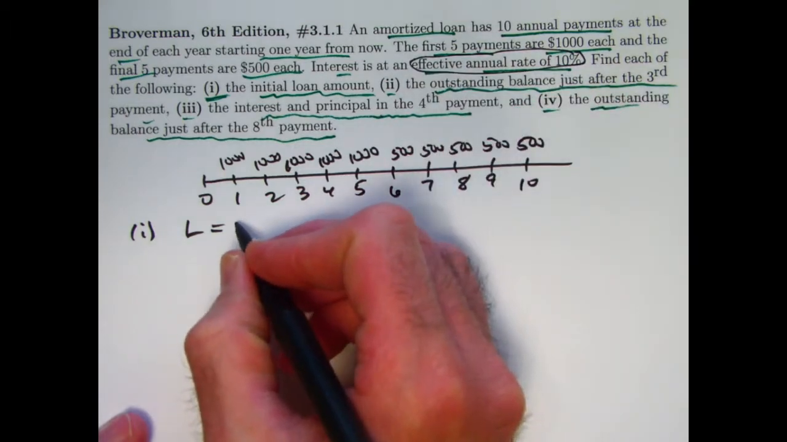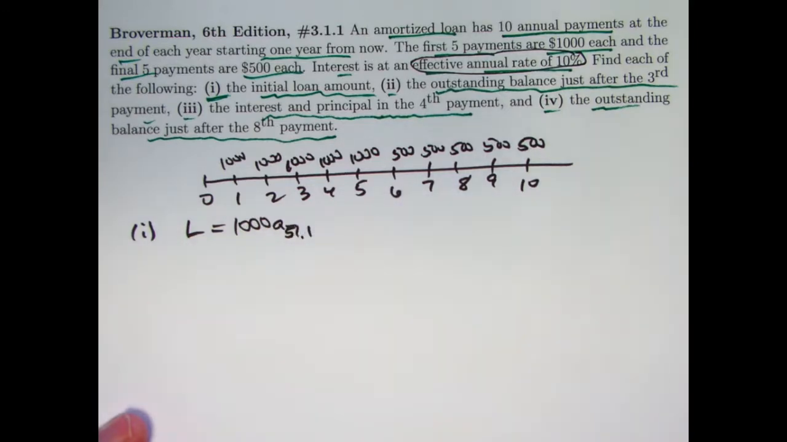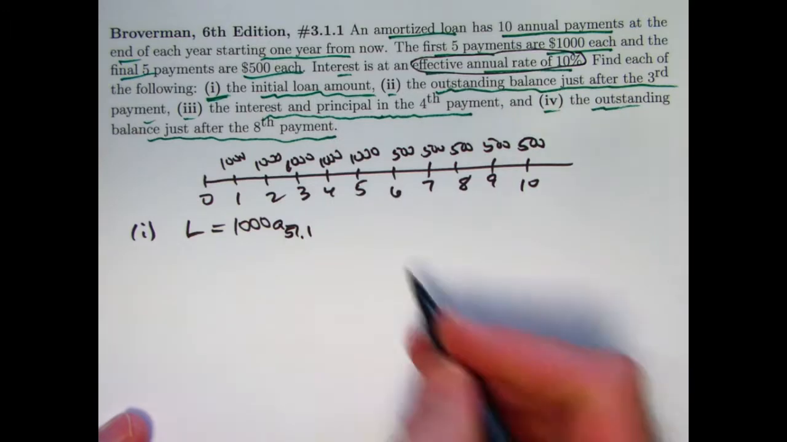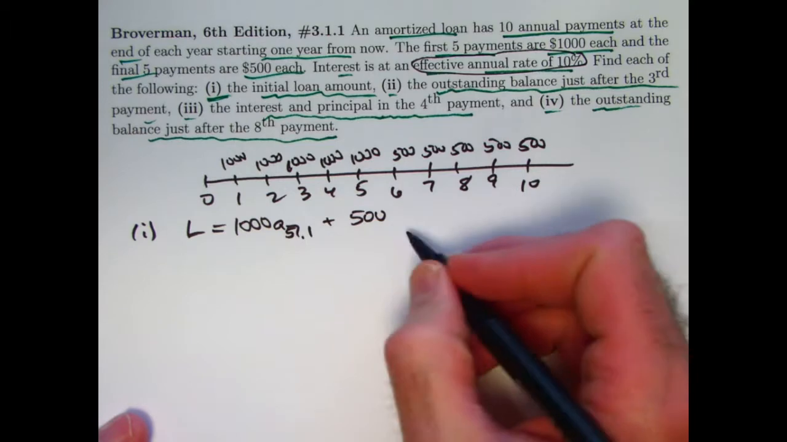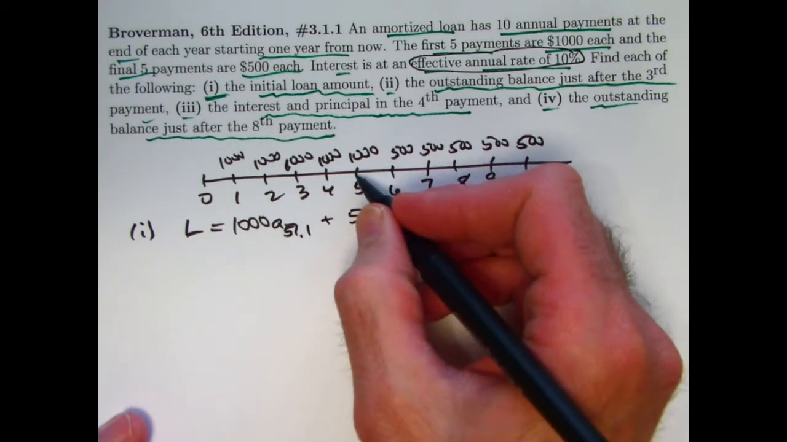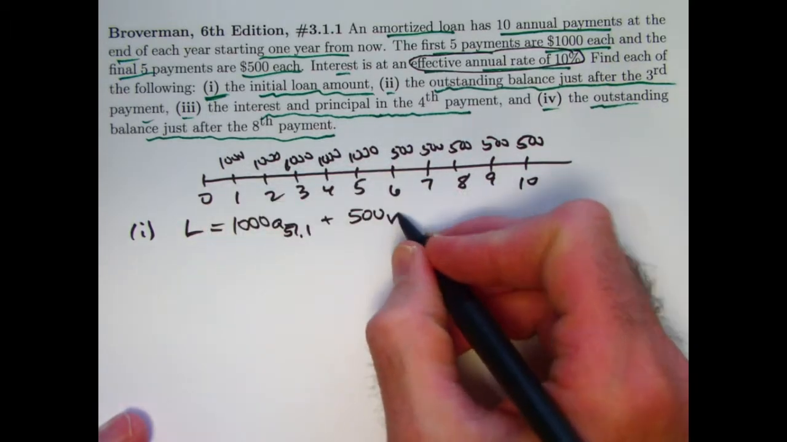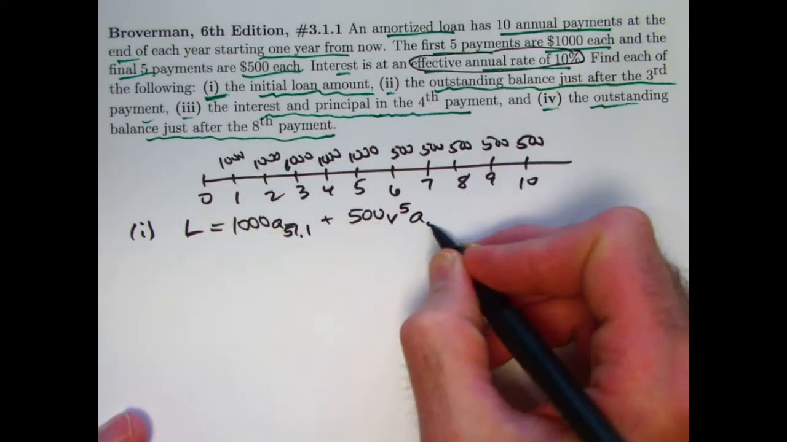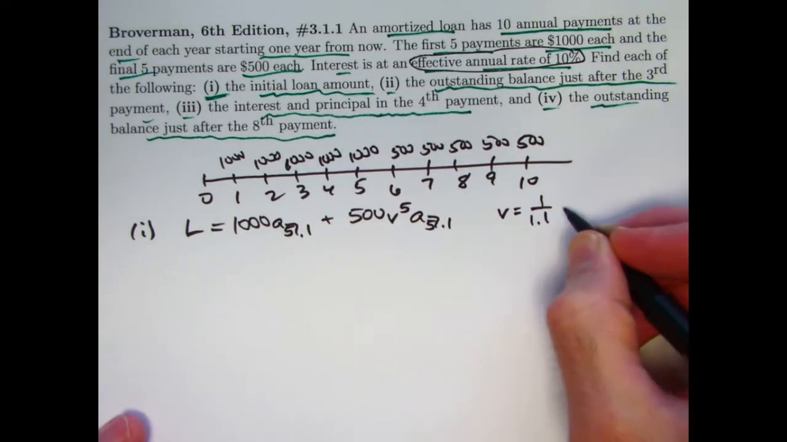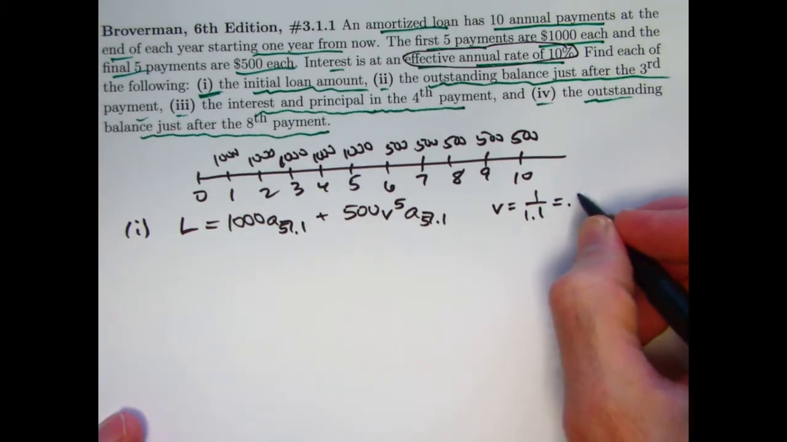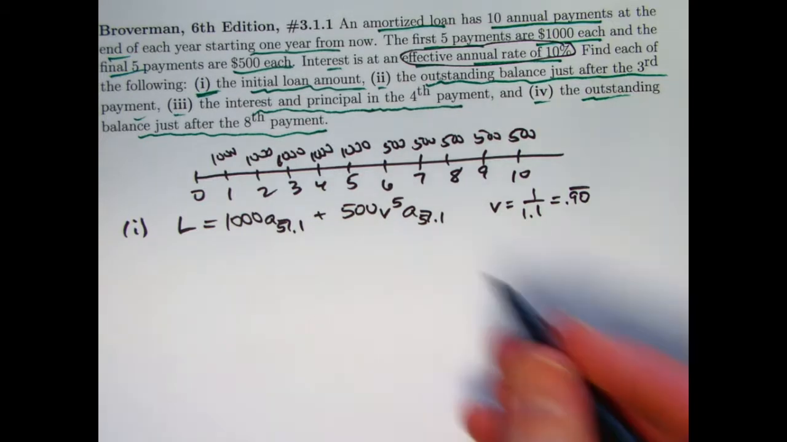So we could write this symbolically as 1,000 times a angle 5 at 0.1, that'll be the present value of these 5 payments, plus 500 times a angle 5 at 0.1, giving us the present value of these payments at time 5, but we need to get back to time 0, so we need to multiply by v to the 5th as well, where v is going to be 1 over 1.1, 1 over 1 plus i, and that turns out to be 0.90 repeating.